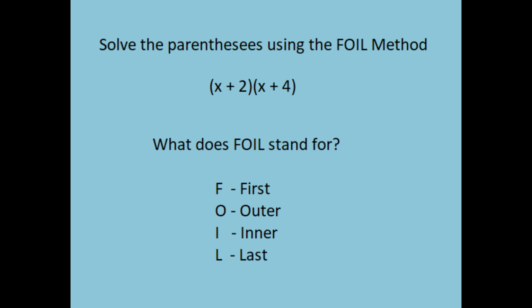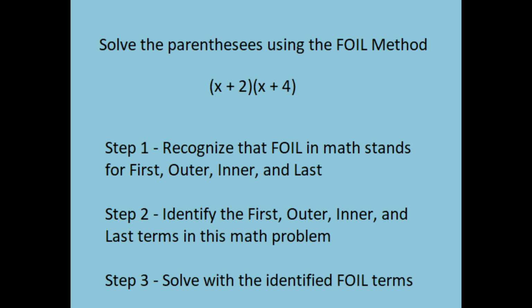The inner in FOIL represents the inner term of each binomial. The inner terms in this problem are 2 from the first binomial and x from the last binomial. The last in FOIL represents the last term of each binomial. The last terms in the problem are 2 from the first binomial and 4 from the last binomial. Now that I have explained what FOIL stands for, here are 3 steps to solve this math problem.